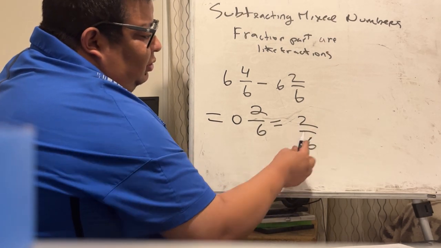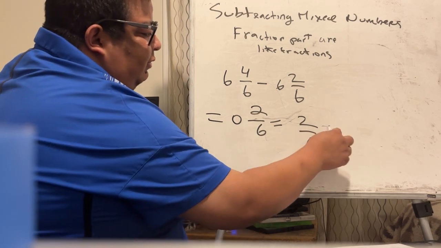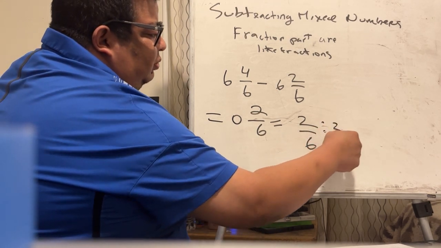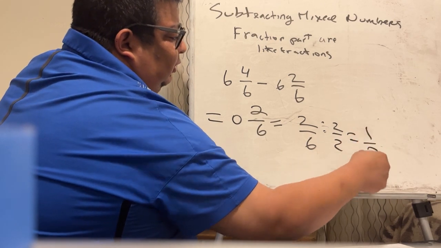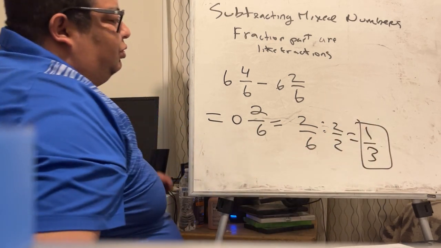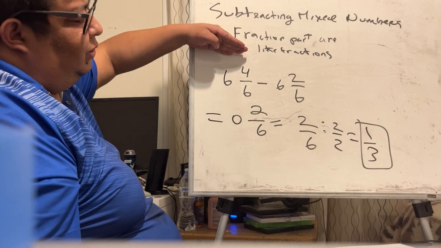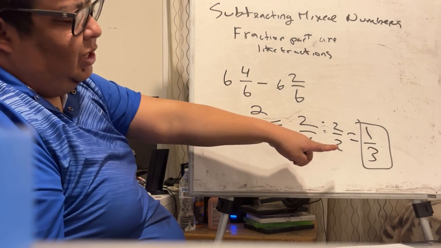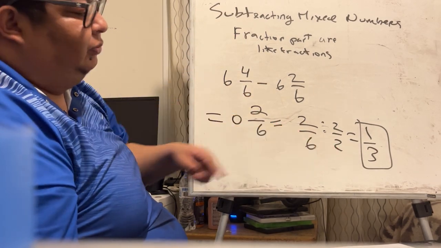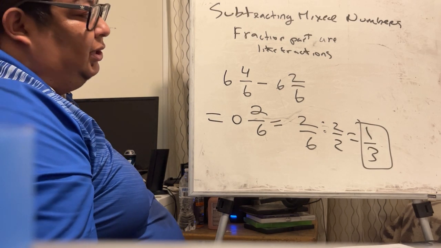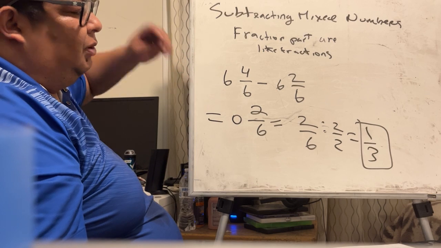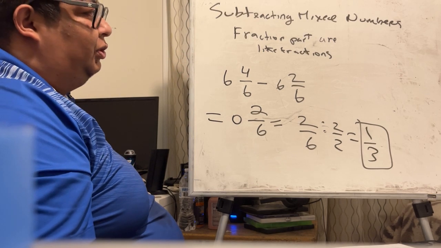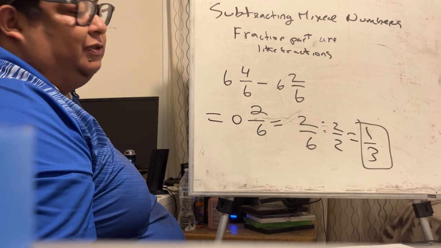Now 2 over 6 is not simplified, so we can divide top and bottom by 2. So 2 over 6 becomes 1/3, and that's your final answer. We started with mixed numbers, and now we have a regular fraction. So that's another case that you can end up with. And of course, here we're only getting positive numbers, so we're not talking about negative numbers in this video.